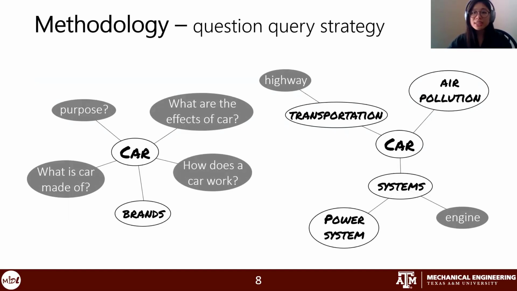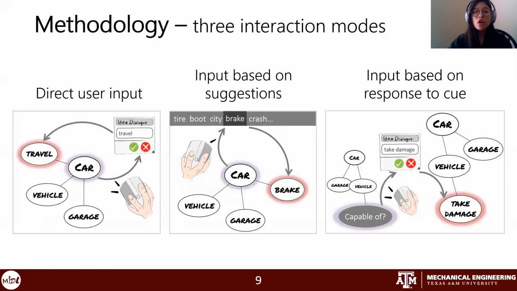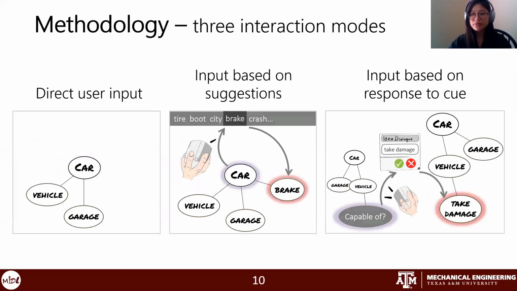To do this, we designed a question query mechanism. The idea is to use questions to help users to explore different aspects of a problem, and also use suggestions to help them with fine-grained exploration for each aspect. For this, we designed 3 different interaction modes for users to add new ideas to their mind maps: direct user input, input based on suggestions, and input based on response to the questions.